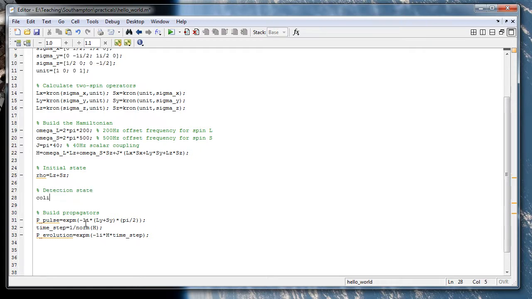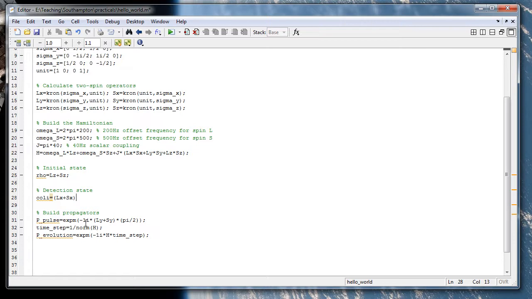So coil operator will be Lx plus Sx. And I'll just put quadrature detection straight in. We could have projected magnetization on the x, then projected it on the y, then taken the x plus iy to get the complex signal.